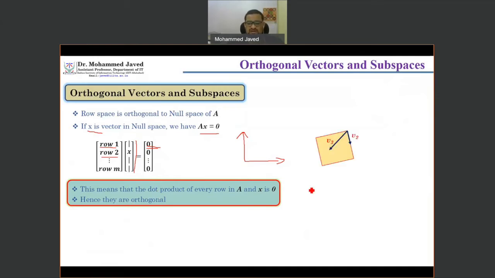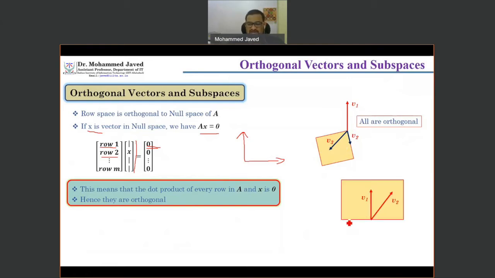Now let us see one example. This is a plane which I have drawn, and I have taken v2 and v3 as two vectors. At the corner I have one more vector, v1. In this case, if you take any vector in this plane, shown in yellow color, those vectors will be perpendicular to the vector v1. So all the vectors in this space are orthogonal to v1.